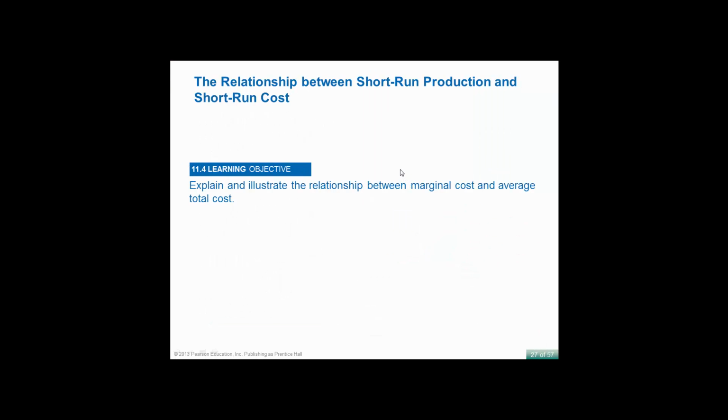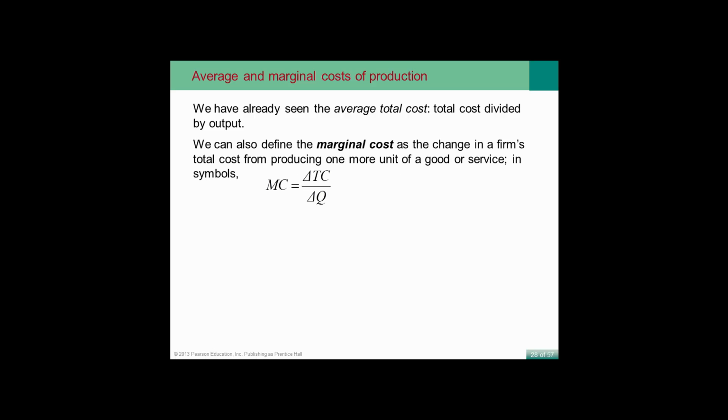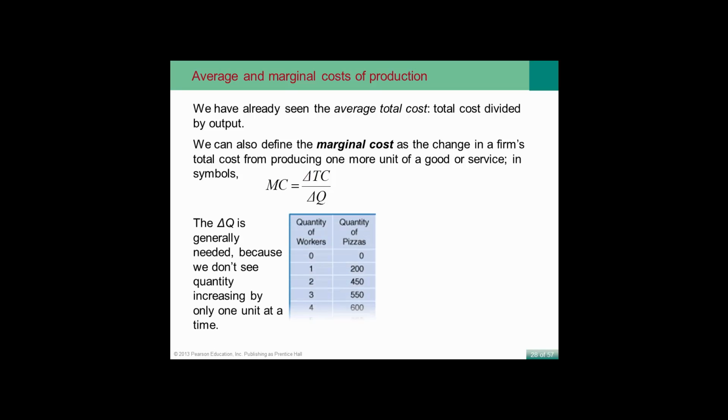So what's the relationship between short-run production and short-run costs? We have already seen that average total cost equals total cost divided by output. So we can define marginal cost as the change in the firm's total cost for producing one more good or service. Change in Q, or change in quantity, is generally needed because we don't see quantity increasing by only one unit at a time.